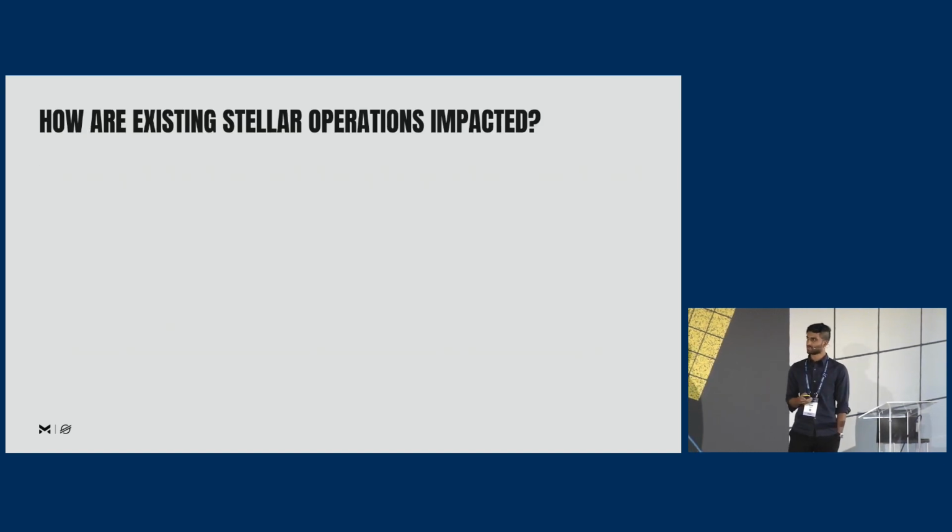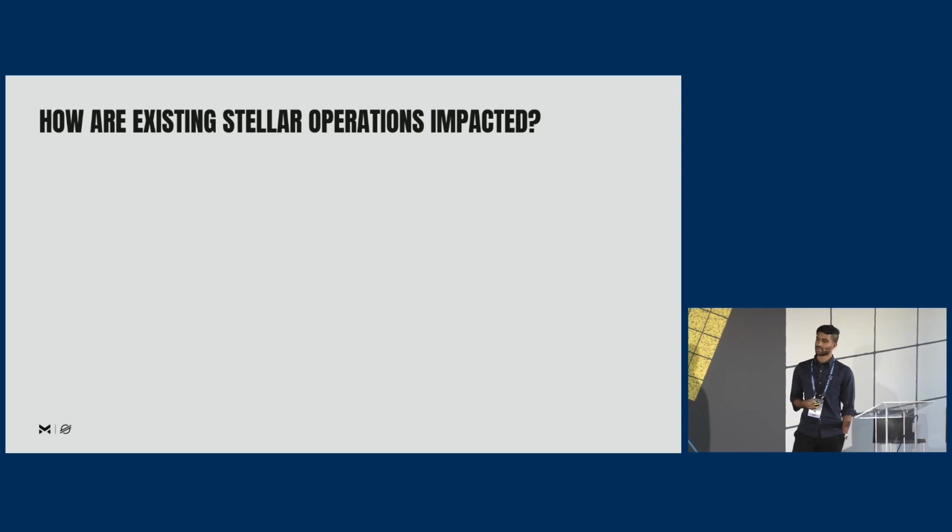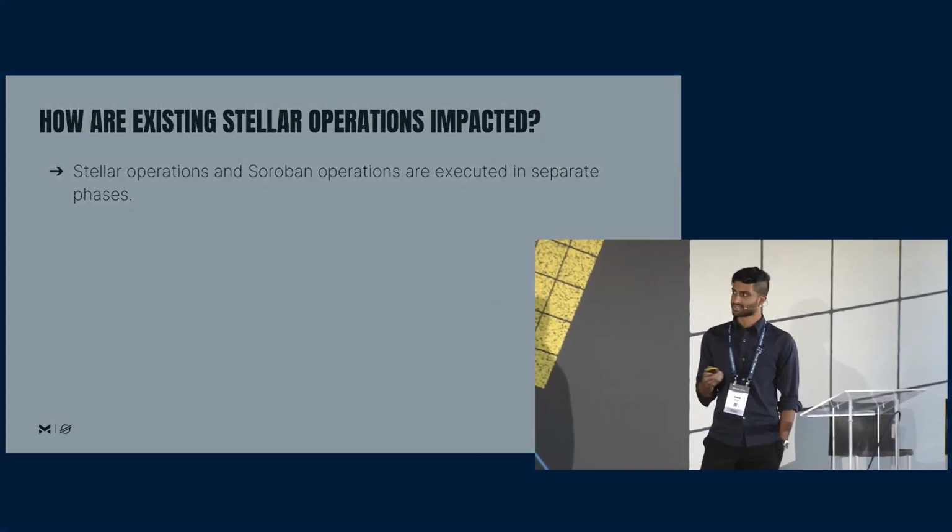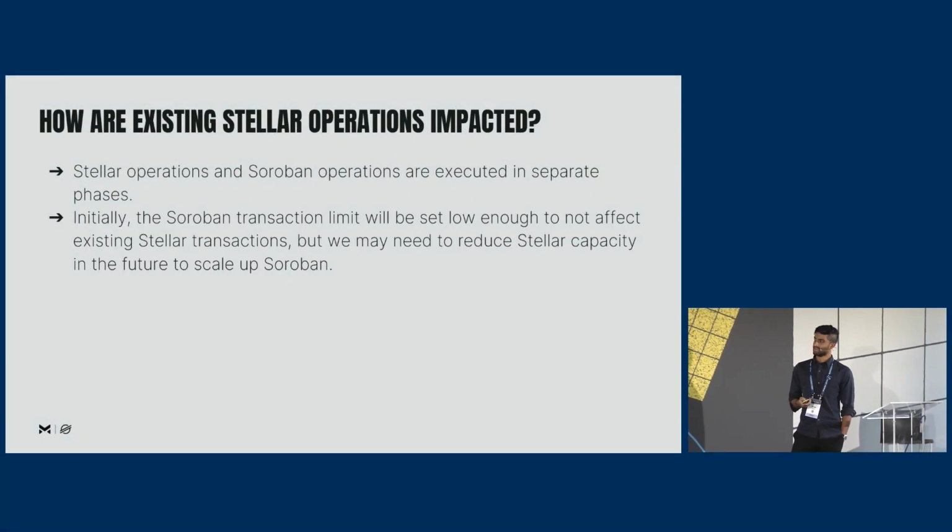So an interesting question to ask is how are existing Stellar operations impacted? While Stellar operations and Soroban operations are executed in separate phases, they run on the same validator and share the same ledger, so they share resources. Initially, the Soroban transaction limit will be set low enough to not affect existing Stellar transactions, but we may need to reduce Stellar capacity in the future to scale up Soroban.